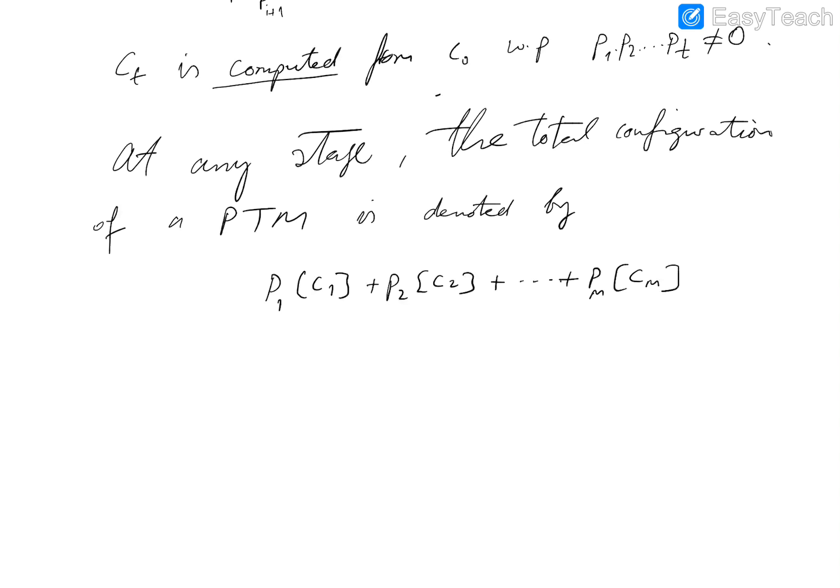Okay, and this defines a vector space. If each Ci defines a basis configuration, then this defines a vector space. We call this vector space the configuration space. So a general configuration can be thought of as a linear combination in the configuration space, where the probability factors, the coefficients, all add up to 1.